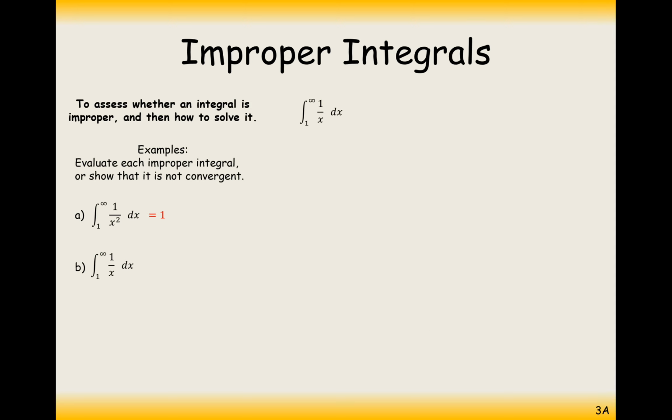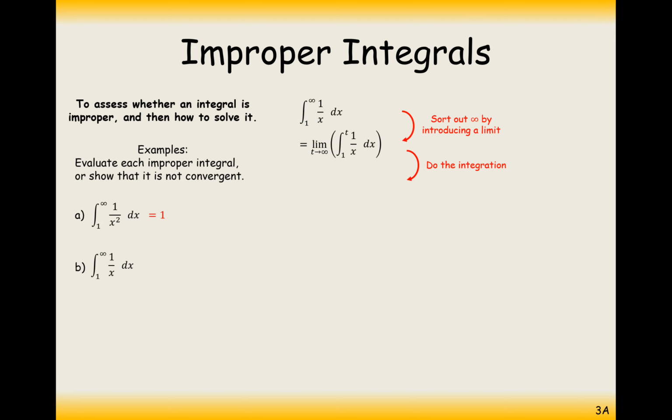Let's have a go at the second question. It looks very similar, but something different happens at the end of it. So that's why I've used these two particular questions. So the first thing I'll do is I'll sort out the infinity symbol by introducing a limit. The limit of t tending towards infinity of the integral from 1 up to t of 1 over x dx.